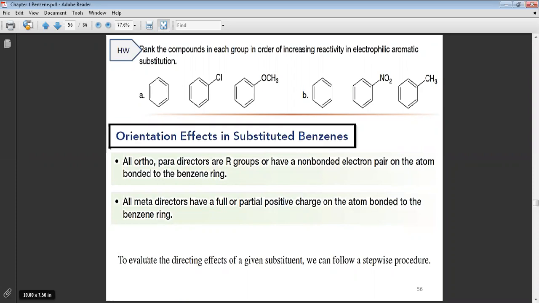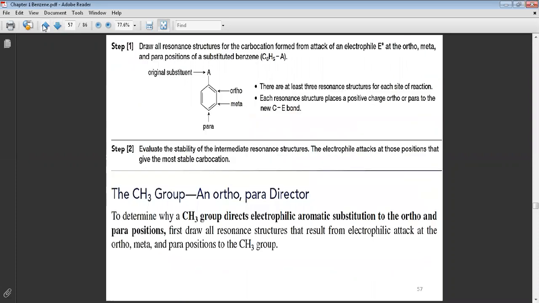To evaluate the direction, we can follow the stepwise approach. Step number one: draw all resonance structures for the carbocation formed from the attack of any electrophile at the ortho, meta, and para positions of the substituted benzene. So when the electrophile attacks ortho, you must check all the resonance structures. Also for meta, you have to do all the resonance structures. And for para, all the resonance structures. This is number one, okay?